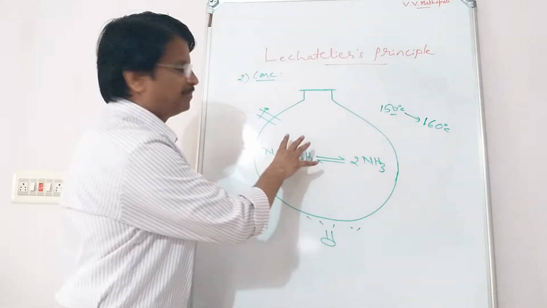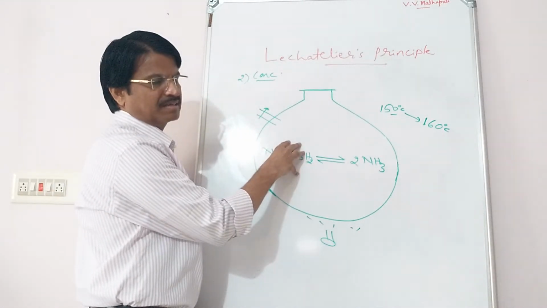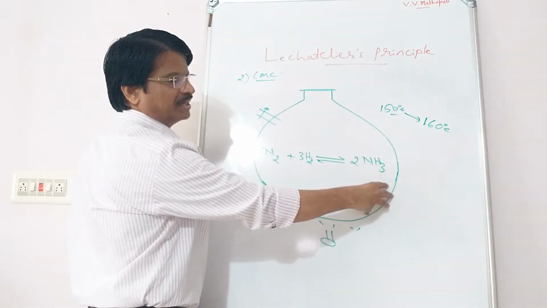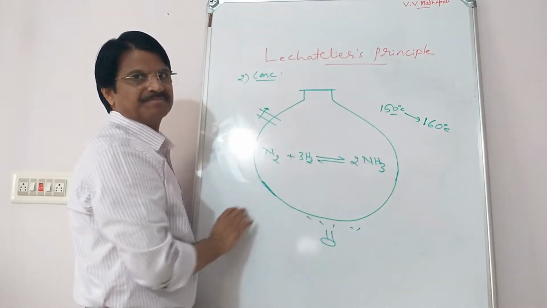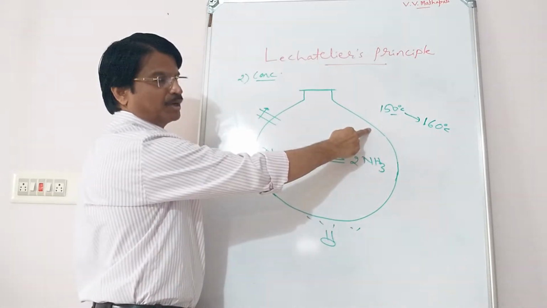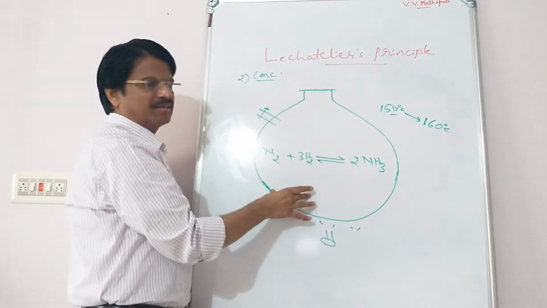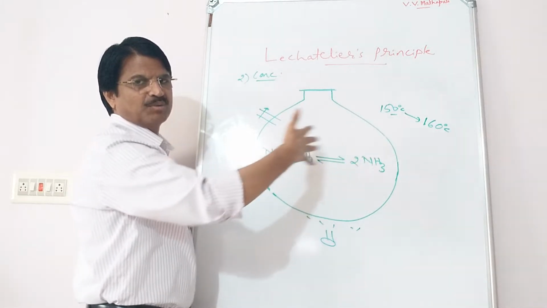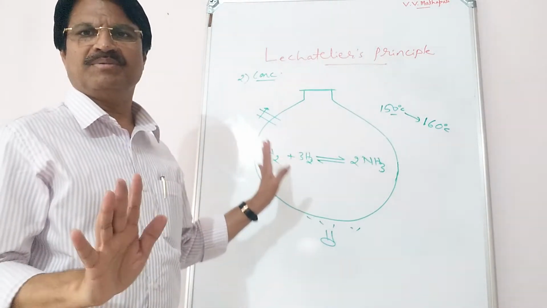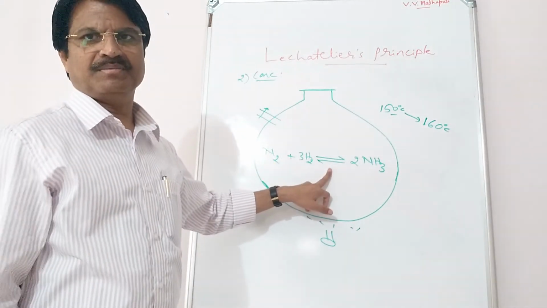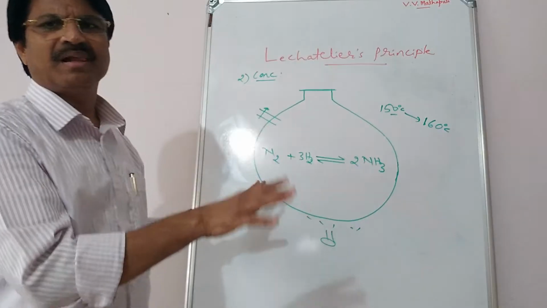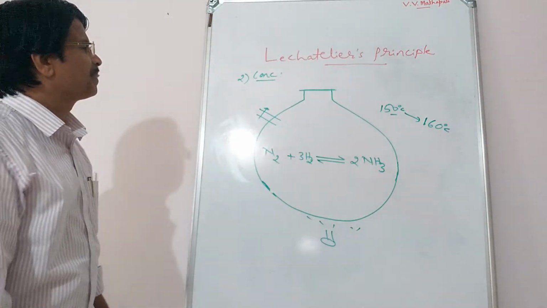Therefore, in general, an increase in reactant concentration or a decrease in product concentration favors the forward reaction. Next, an increase in product concentration or a decrease in reactant concentration favors the backward reaction. So this method is applied to all the equations which are equilibrium equations, and the concept is the same. Equations may be different, but the concept is the same.